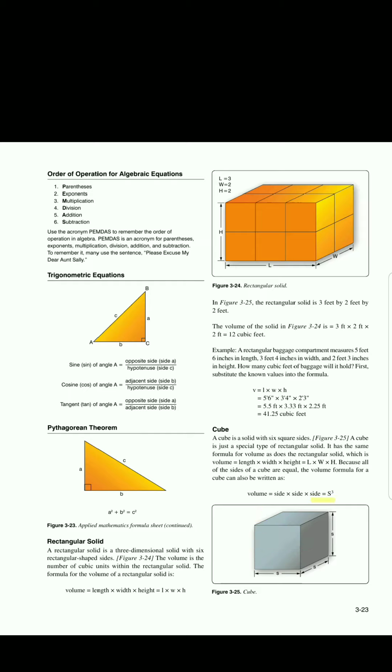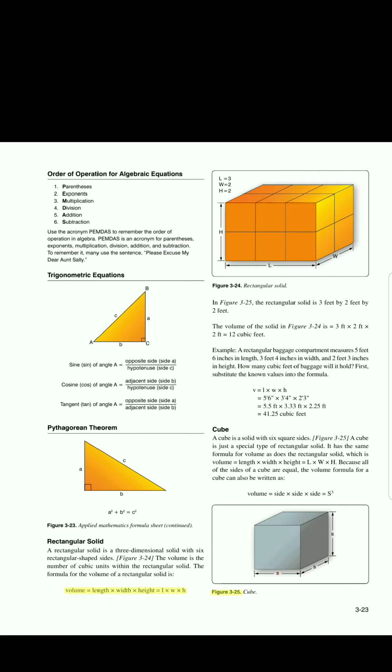1 divided by 10 equals 0.1. 1 divided by 100 equals 0.01. 1/1,000 equals 0.001. 1/10,000 equals 0.0001. 1/100,000 equals 0.00001. 1/1,000,000 equals 0.000001. Volume equals length times width times height equals L times W times H.